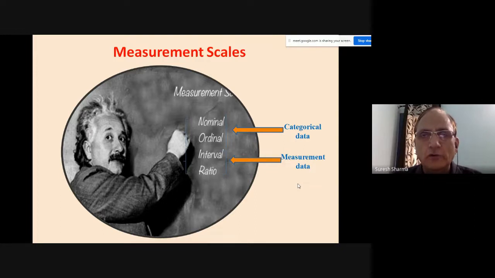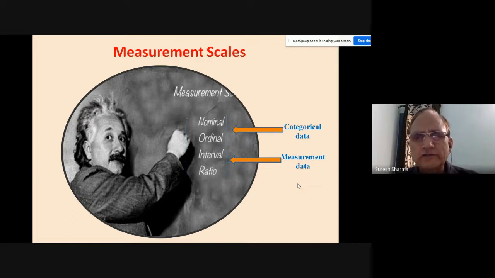Divide 8 by 4, the answer will be 2. But I cannot make a statement that the person whose score is 8 is exactly twice as beautiful as the person whose score is 4. I cannot make such a statement. Mathematically, it is not correct.